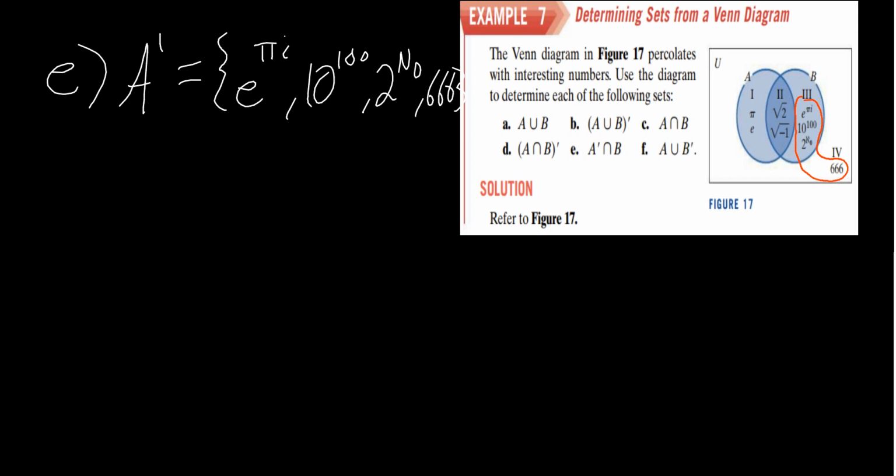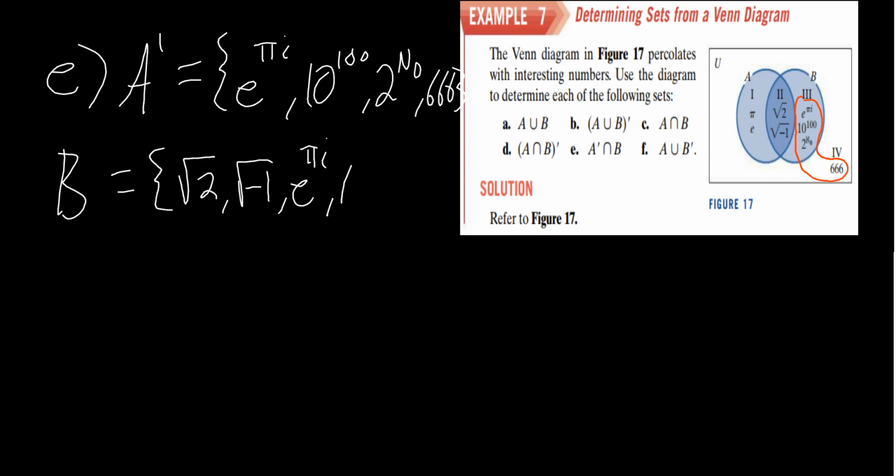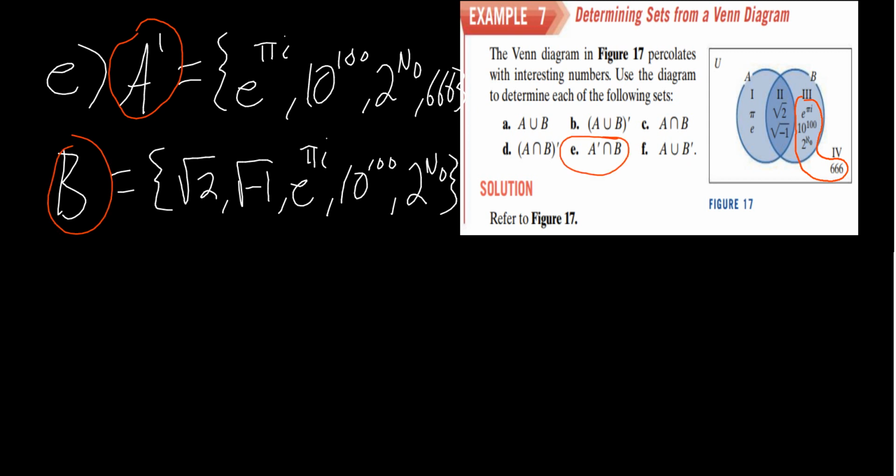All right, that's A complement, right? And B, what are the elements in B? Well, the elements in B are the square root of 2, the square root of negative 1, e to the pi i, 10 to the 100, and first aleph null. Okay, so I wrote the elements that are in A complement and B. E is wanting the intersection of them.